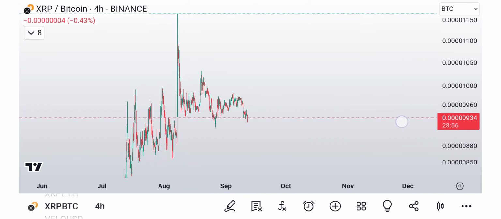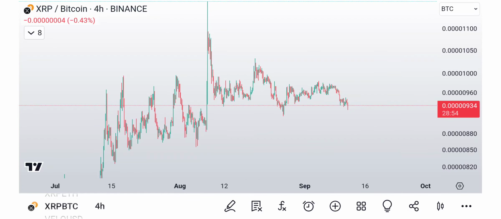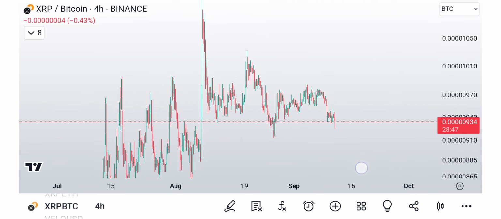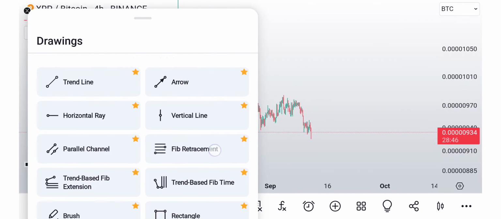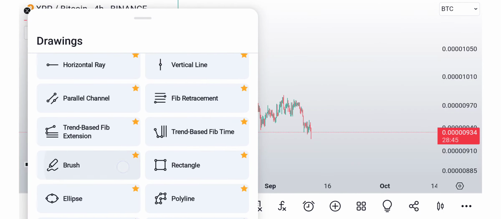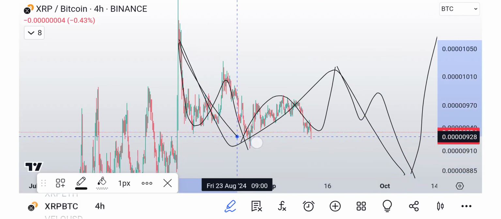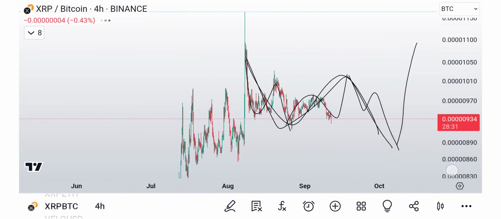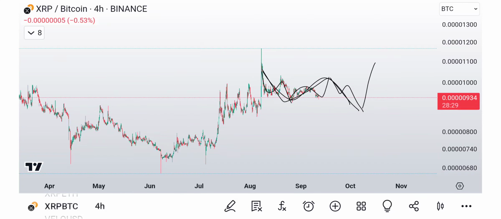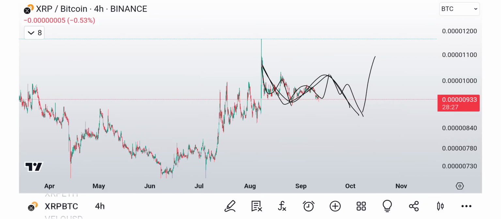XRP versus Bitcoin looks okay. I'm wondering if this is, I guess it would make sense too. We have 3 down, and maybe this comes up in 3, and then we get another 3 later, and then this whole thing becomes WXY. This is your 3-wave move there. Yeah, I think that works.